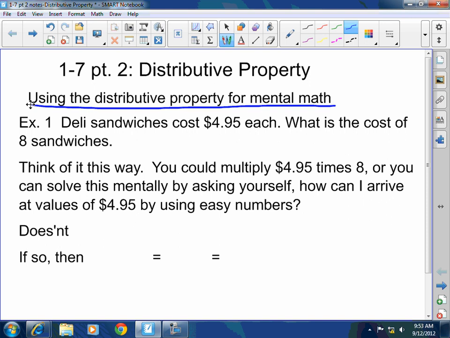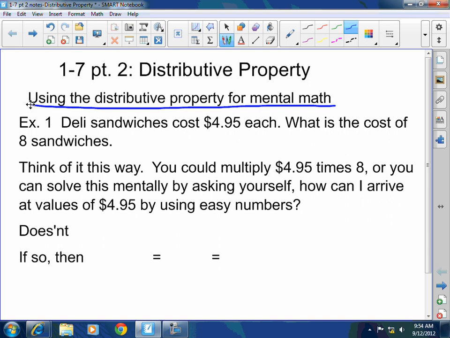Deli sandwiches cost $4.95 each. All right, what is the cost of 8 sandwiches? Well, think of it this way. You can multiply 4.95 times 8. You could maybe mess up with the decimals or whatever. You can do that, but you're going to have to do it out longhand.